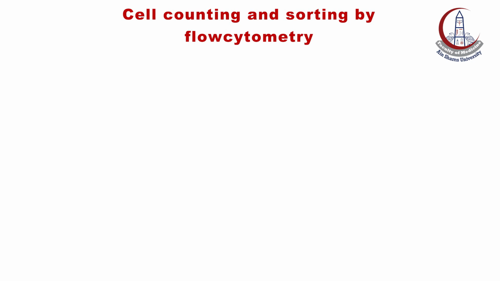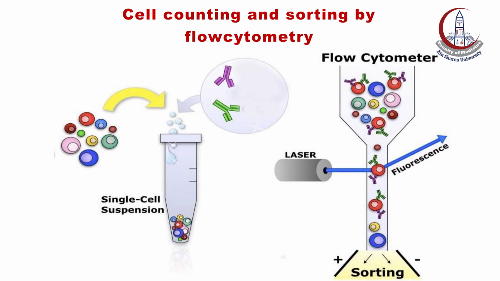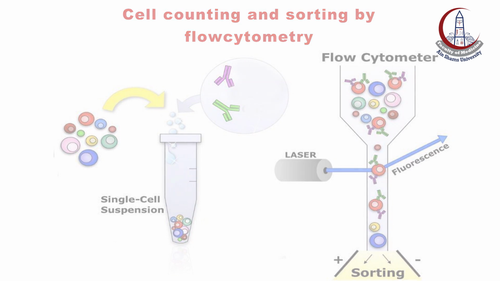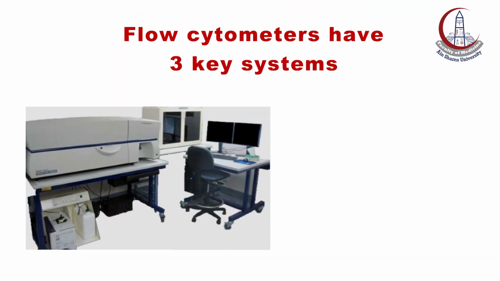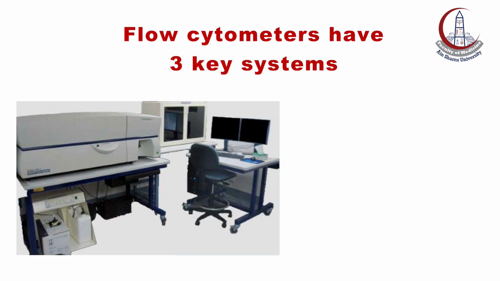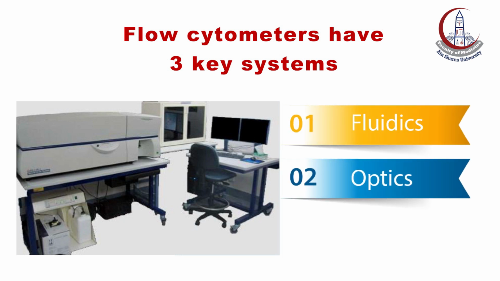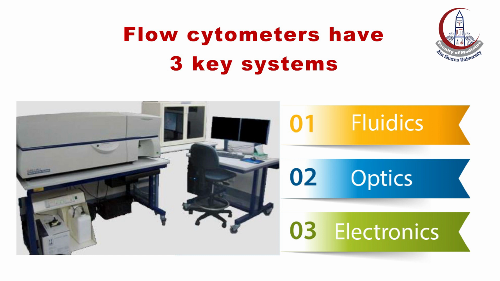This is achieved by passing a flow of cells in a single line labeled with fluorescent antibodies against markers of interest into a system of lasers and detectors that transmit fluorescent emitting to a computer, which allows data analysis. And therefore, the components of a flow cytometer are a system of fluidics, optics, and electronics.